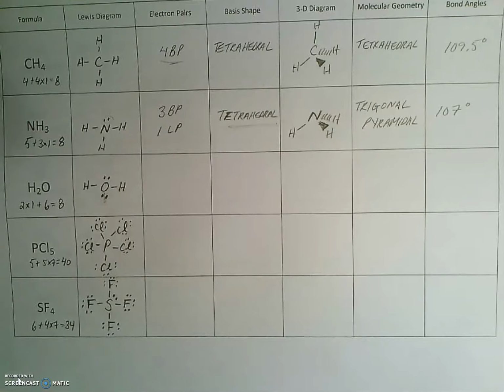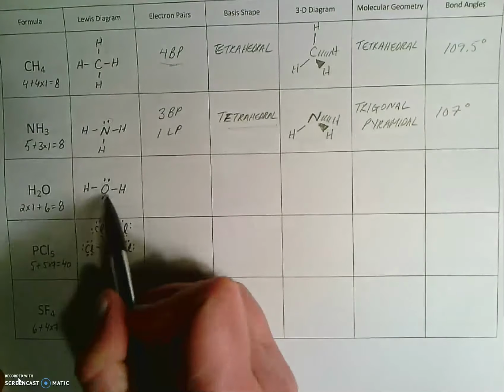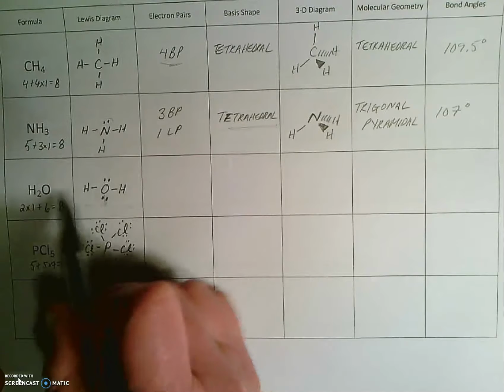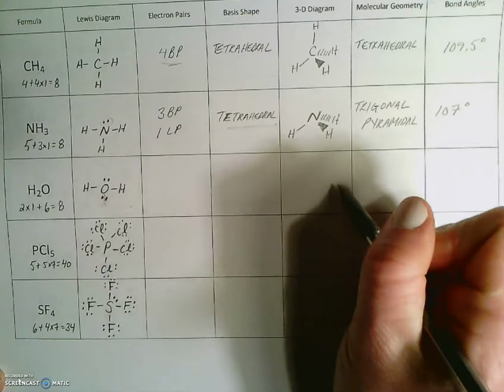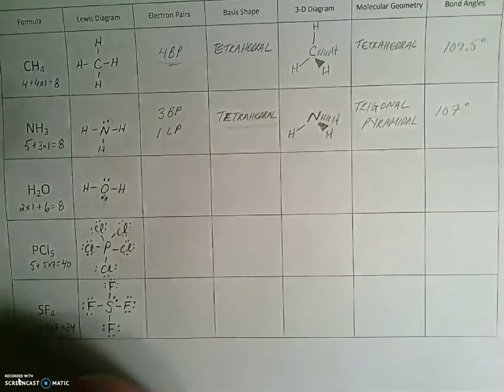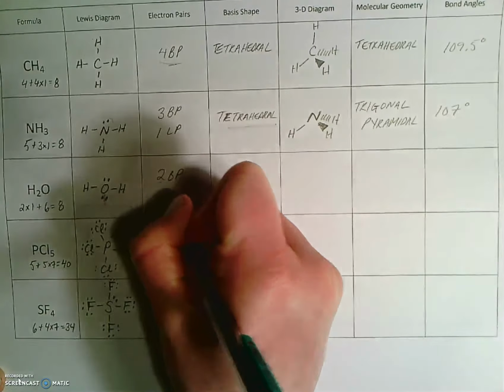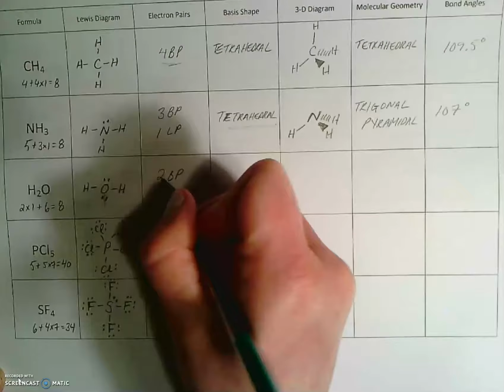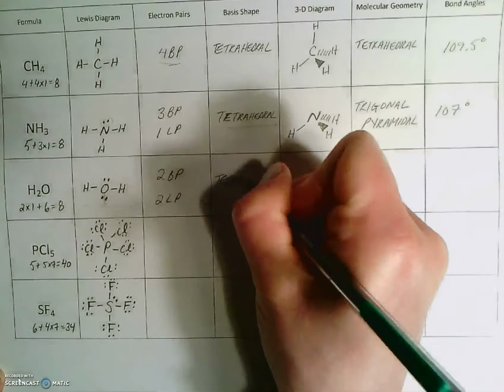All right, next one, water. So hopefully your Lewis structure looks like that. Now you might have drawn it in a bit of a bent shape or whatever. It doesn't really matter what the shape of the Lewis structure is, as long as you've got a good 3D diagram over here. So I've got 2 bonding pairs here, 2 lone pairs. So that's still a total of 4 electron domains, so a tetrahedral basis shape.